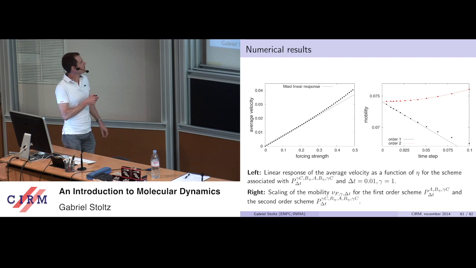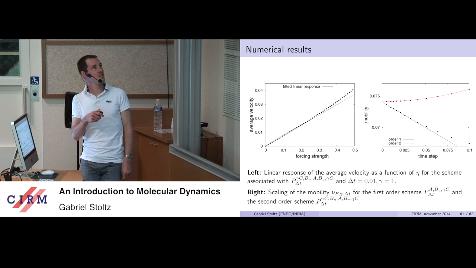Here I'm showing, for a simple 2D potential, when I increase the forcing strength in my Langevin dynamics, what the average velocity is. Just to motivate the fact that it starts off linearly, and at some point, when the forcing is too large, you start to see non-linear effects. So typically, you would take forcings which are sufficiently small, compute a few values, and then look at the slope, and this would give you your mobility coefficient.